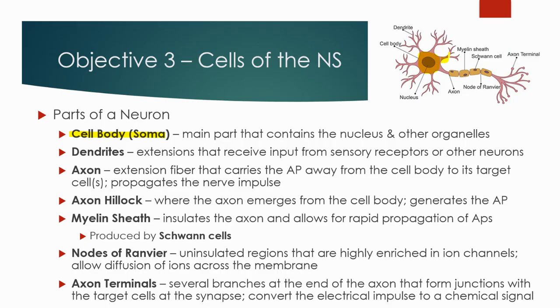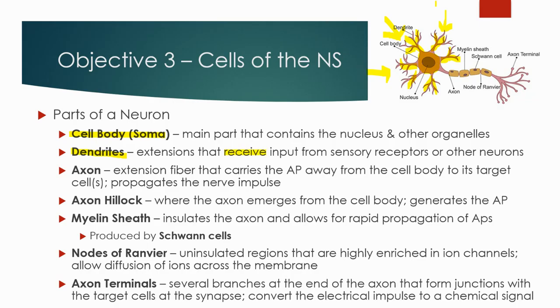All around the cell body, you have these little extensions, which are like little satellites, and their job is to receive the information that's coming into the neuron. They're bringing in sensory information, or they're receiving information from other neurons. We call those our dendrites. Our dendrites are the receivers.